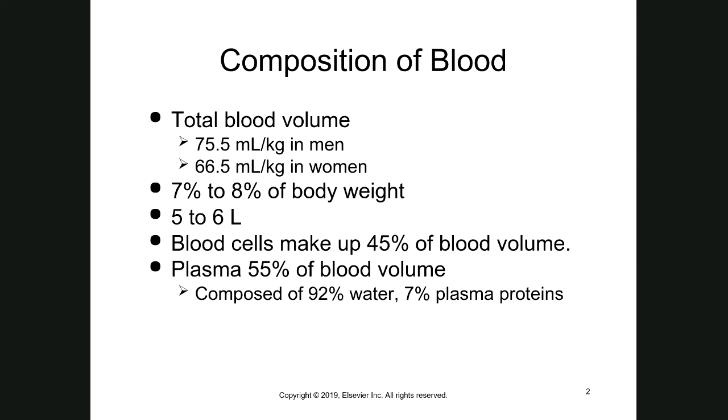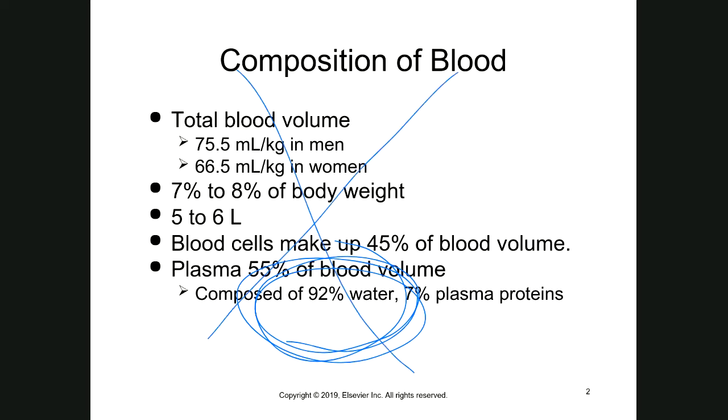Now, let's go over here. Blood cells make up 45% of the volume. Plasma, 55% of the blood volume, composed of 92% of water and 7% of plasma protein. And exactly what I mentioned a long time ago, see how much water we have over there that plays an important role in the blood pressure. Move on, nothing over here before somebody starts to ask me. Let's go to the next one.